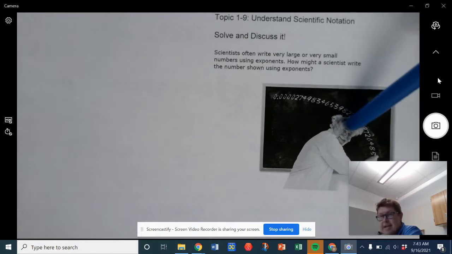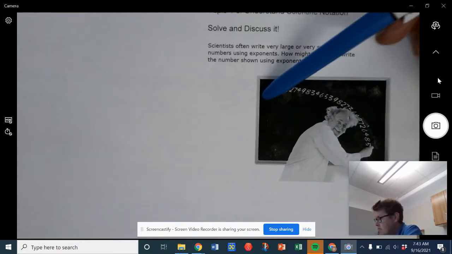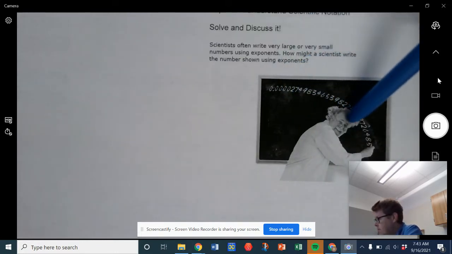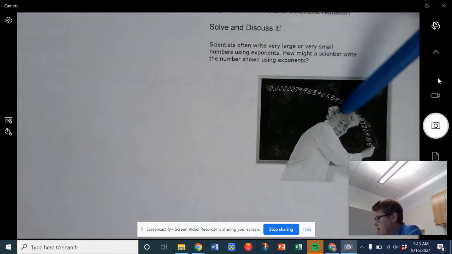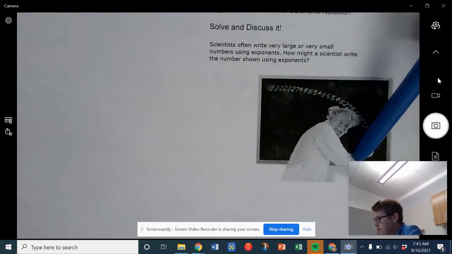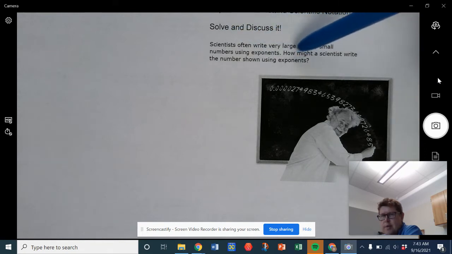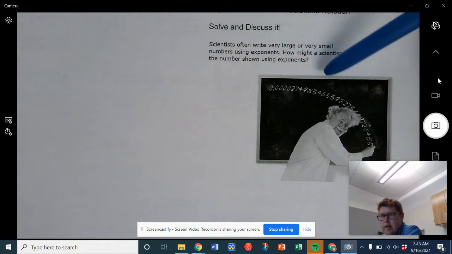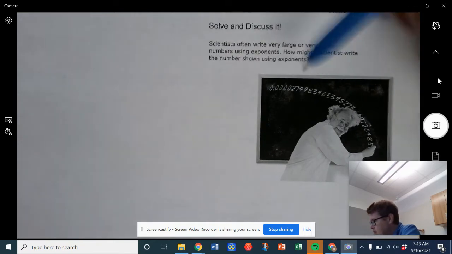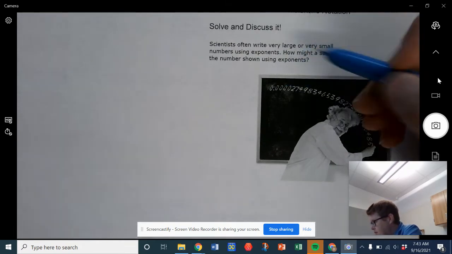So we got this maniac right here. He's got this really, really crazy long irrational number right here. So we're going to convert this into scientific notation. Scientists often write very large or very small numbers using exponents. How might a scientist write the number shown using exponents? So let's see. We'll cut it off here.